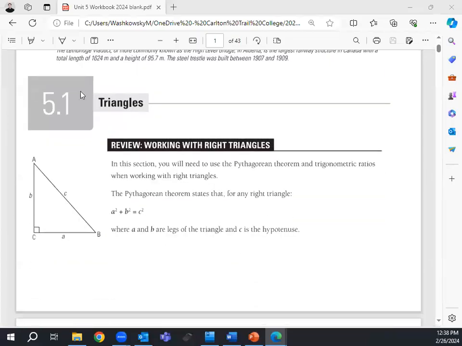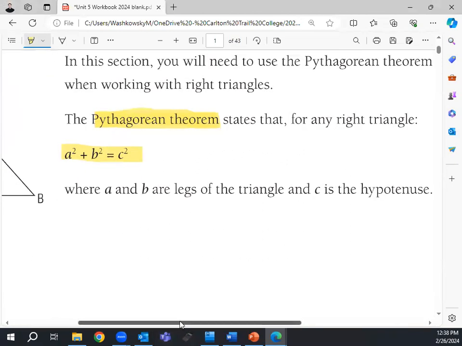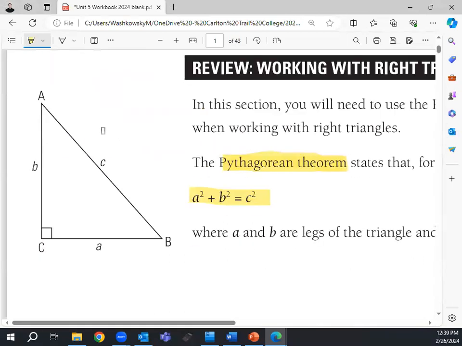Just on unit 5 and 5.1. So the first one we're focusing on here is triangles, specifically right angle triangles. At this point, if we've all taken Workplace 20, we should recognize the Pythagoras theorem here. That is that a squared plus b squared is equal to c squared.